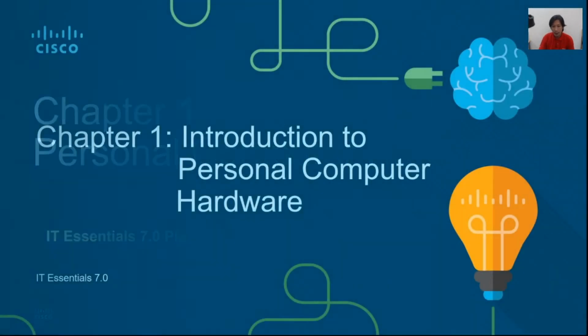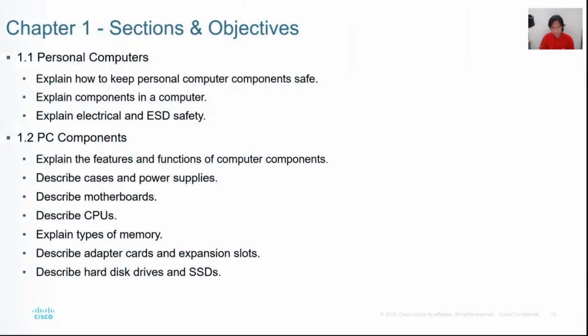So let's start. In this chapter, we have four sections, starting with the personal computer. It will explain how to keep the personal computer components safe. Safety first is the first topic of this chapter. It also explains electrical and electrostatic discharge safety.